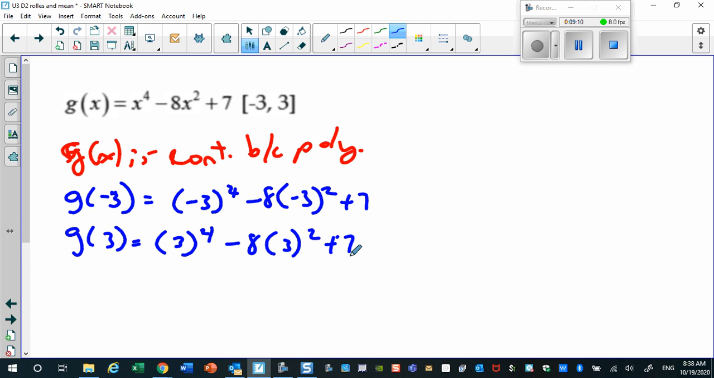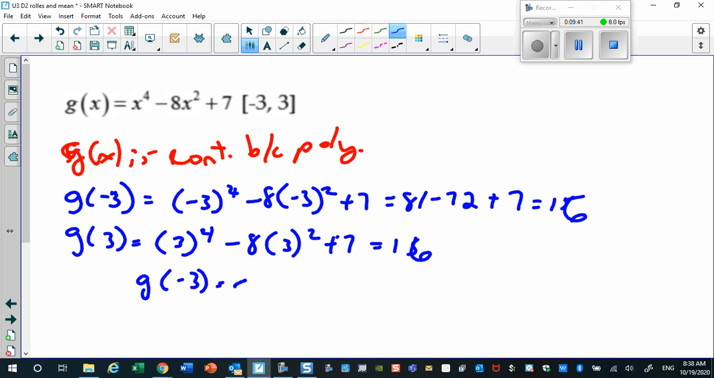Because when you raise something to the fourth power or square something, that gives you the exact same value because it's raising to an even power. 3 to the 4th is 81 minus 72 plus 7. So that's 88 minus 72, which is 16, which means this also equals 16, because Miss Jero can do math in her head. All I care about really is that g of negative 3 equals g of 3. I don't care what the number is. I just care that it's valid. That's all I care about.